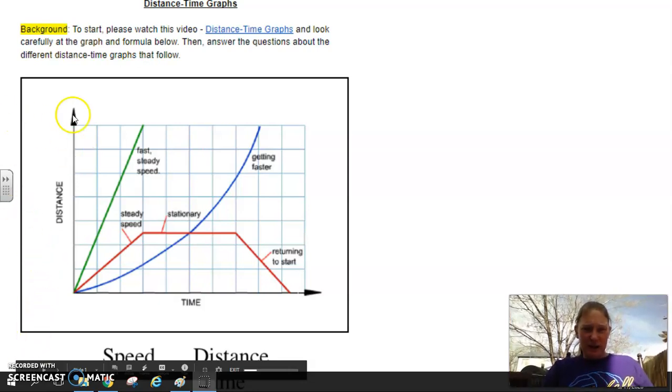The first part of the assignment, all you see here is just some background information, a video, the notes we took the other day in class, and the speed equals distance divided by time equation.